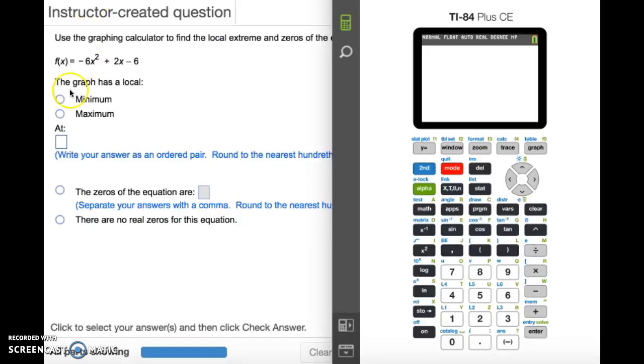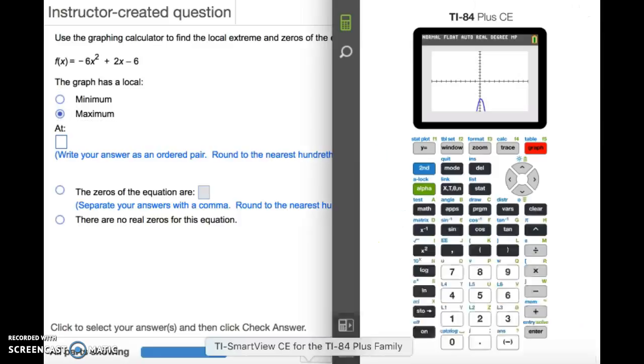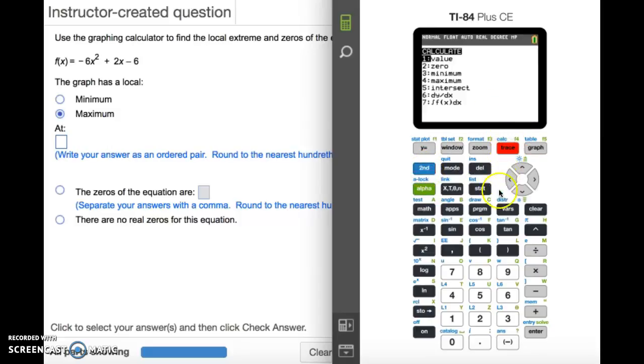All right, this question has the same directions as before, so I need to enter this into my calculator. So I go to y equals, and I've already entered my equation. So now I can press graph. And looking at the graph, I can tell that I have a maximum because it's opening down. Also, I could have told that from before. So I'm going to choose maximum, and I need to find that maximum value. So I'm going to go through those steps. Second, trace my maximum, which is option number 4. You can always arrow down and press enter, or you can just shortcut to it.